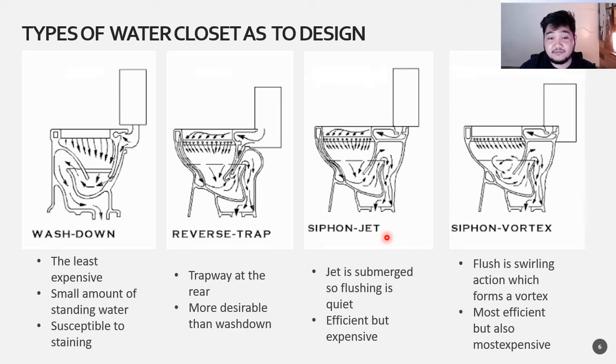Next we have siphon jet. The jet is submerged, thereby creating a quiet flush. So there's a large amount of standing water to prevent fouling.